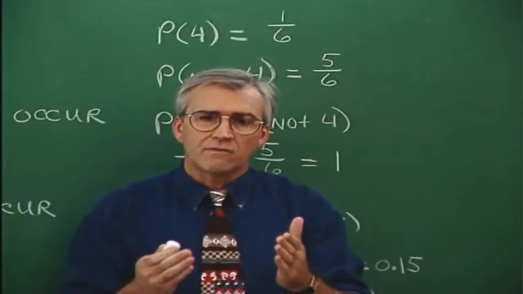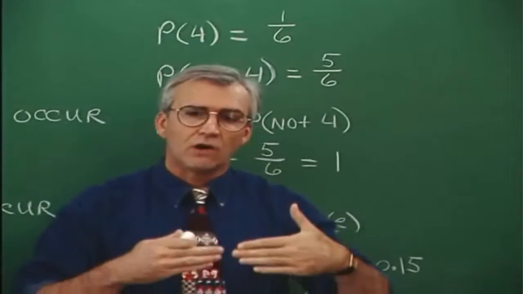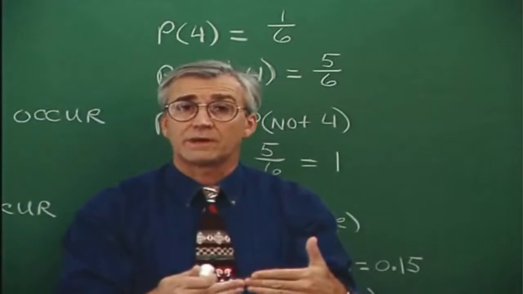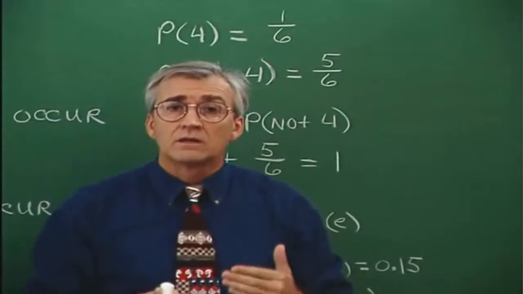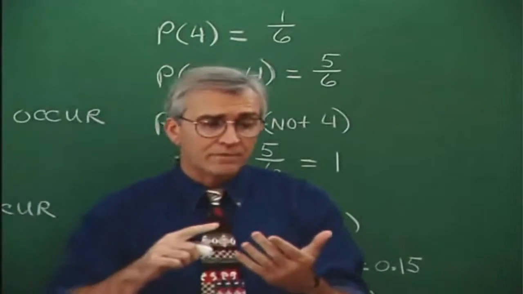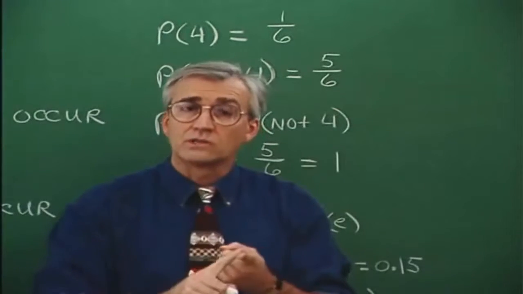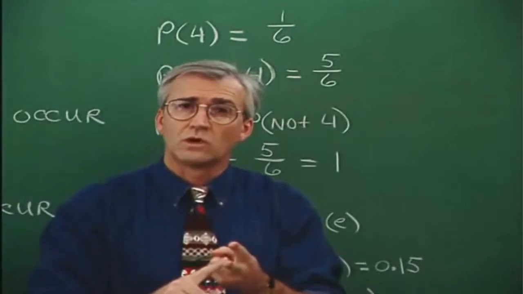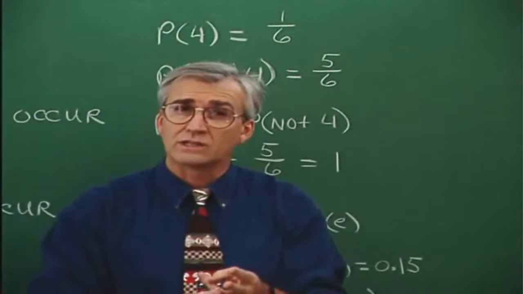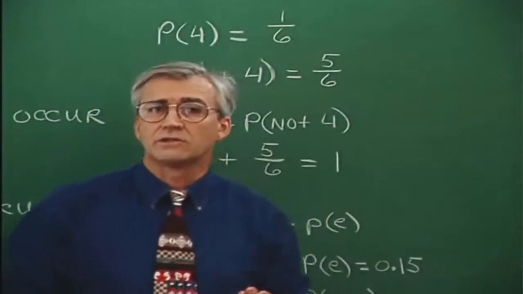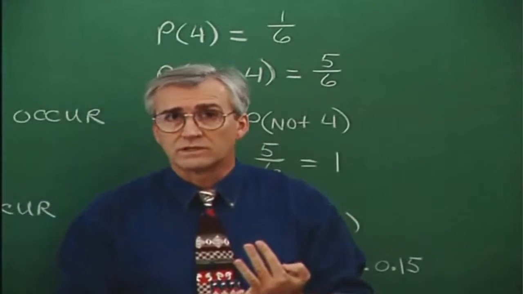And indeed, if we add the probabilities of all of the items in the sample space, we're going to get 1. For example, with the die, the probability of rolling a 1 is 1/6. The probability of rolling a 2 is 1/6. The probability of rolling a 3 is 1/6. And so on, all the way to the probability of 6, which is 1/6.